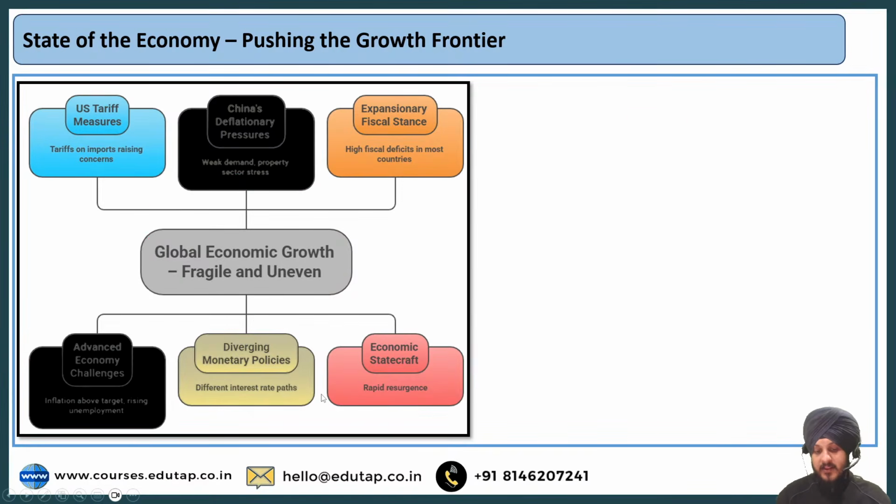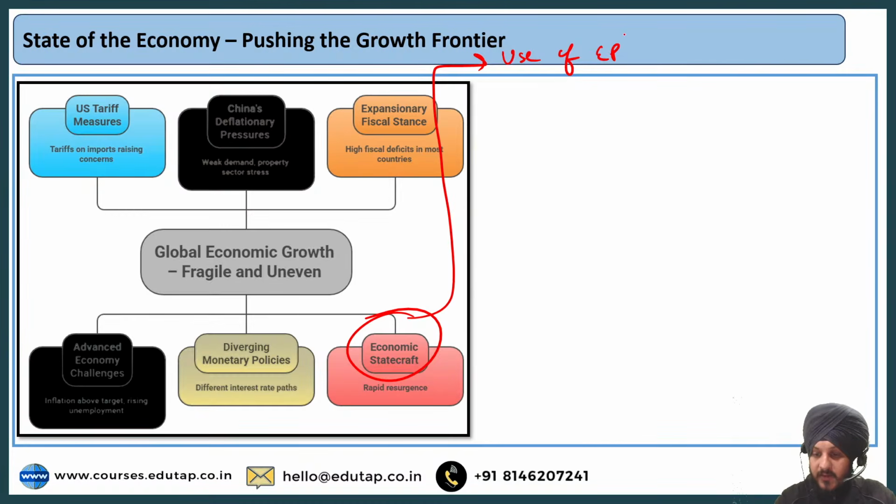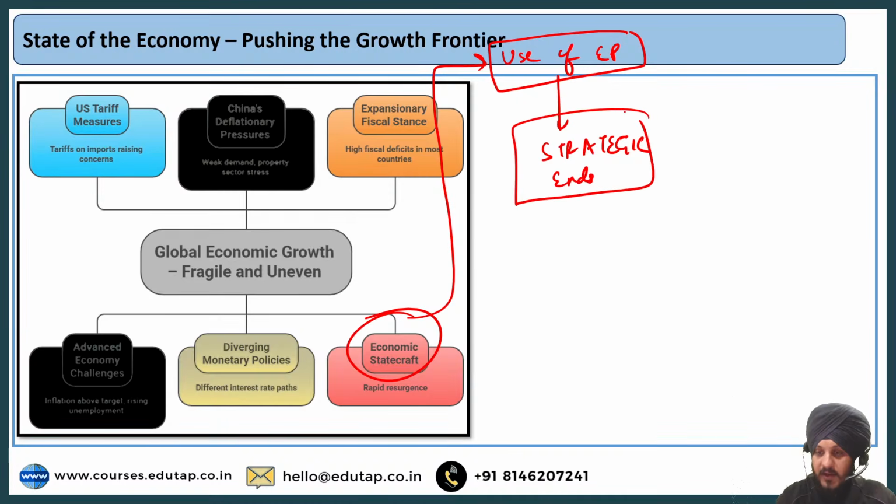Now what do you mean by this term economic statecraft? This has been importantly elaborated as a part of the economic survey. Economic statecraft basically means the use of economic policies, or economic means, in order to achieve strategic ends, or strategic objectives, right? Now how does it happen? Let me give you an example.